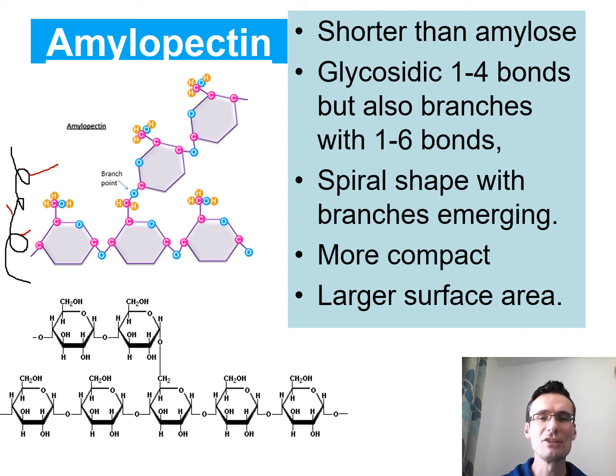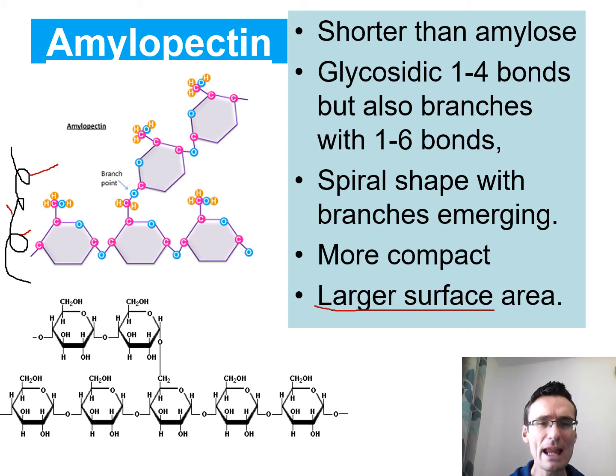Now, what these branches do is they increase the surface area of the amylopectin, which gives the enzymes a chance to break off those sugar molecules and allow them to be used for respiration. It's much more compact than amylose.